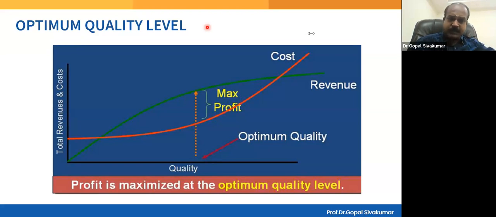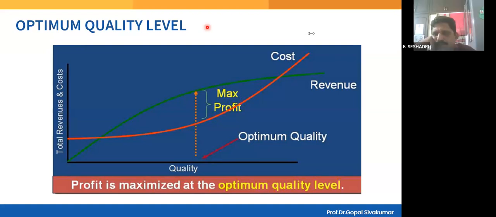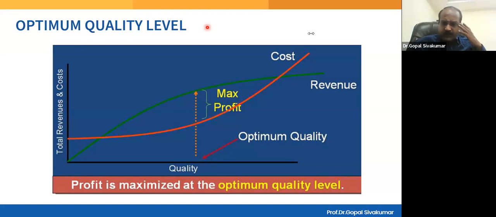But what is your competitor doing? He is providing some extra feature. Now you are also forced to provide, isn't it? Yes, sir. So under such a situation, based on certain strategy, you may go beyond optimum quality. It is not that we should never cross optimum quality. We will cross optimum quality, maybe with some proper strategy behind.